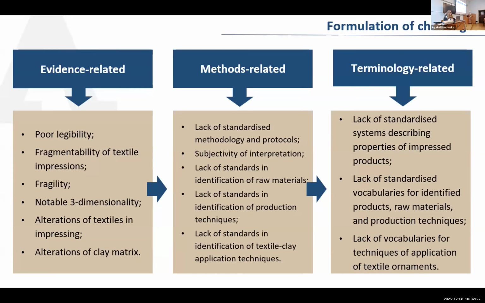So again, it's the poor legibility of several imprints, the fragmentability of textile impressions. So if we have a part of a shirt, we don't really know what the entire ornament applied to it was. There is also the potential fragility of the fragments, although some of the fragments are very well preserved, notable three-dimensionality, alterations of textiles in impressing, and then alterations of plyometrics.